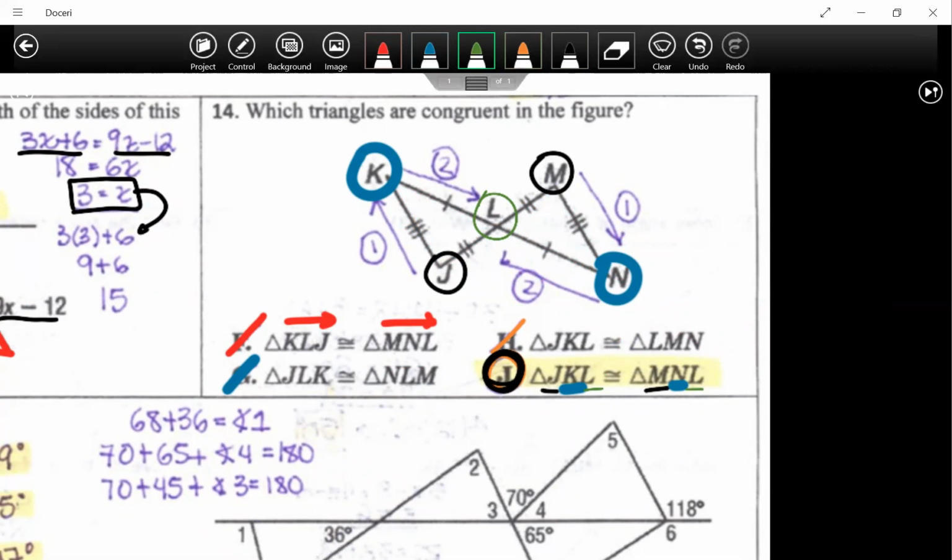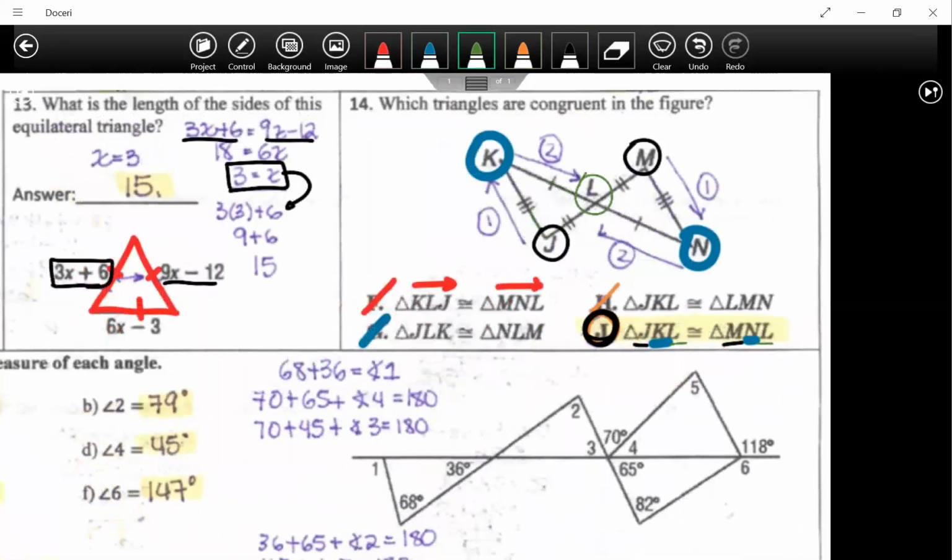The process of what you do is done by CPCTC, right? Corresponding parts are congruent. I think it is, absolutely. Yep. Your call, though. Some people find the other way to do it is easier. It's just up to you.